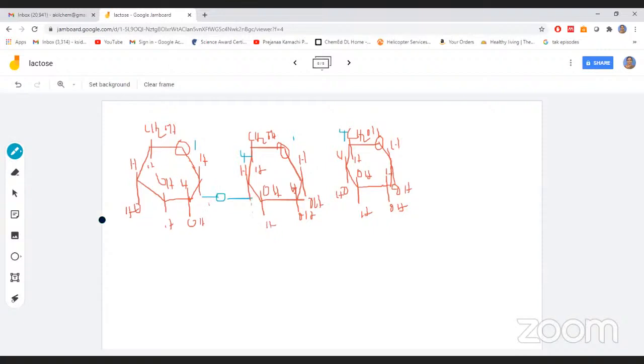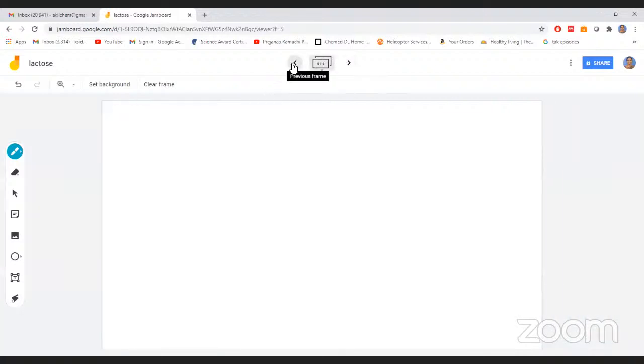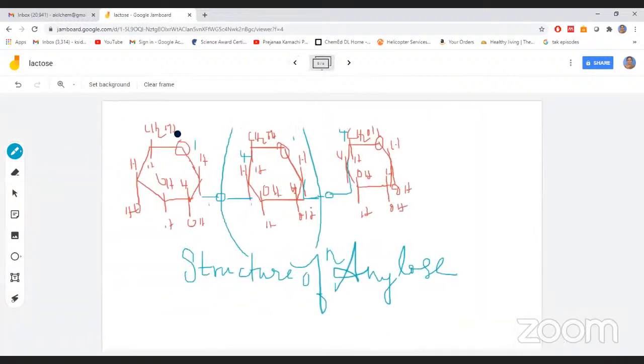I'm just drawing it to make you understand. This goes on repeating for an infinite number of times, hundreds and 200 and so on. So I can draw the structure here and put n, so n times it gets repeated. This is the structure of amylose. Amylose has only 1,4-glycosidic linkage. Now amylopectin. Amylopectin is also going to have the same structure.